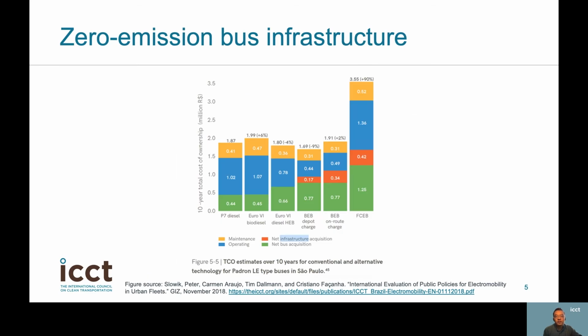For many bus operators, the biggest challenge of the technology transition is infrastructure for both battery electric and hydrogen fuel cell electric buses. Recall our earlier module on different vehicle technologies. Infrastructure is part of the capital investment expenditure that cannot be ignored. This figure shows the breakdown of total cost of ownership of a few different bus technology types in Sao Paulo. What's worth mentioning here is that the net infrastructure acquisition is highlighted in red and is an additional upfront capital cost that many operators find to be a major barrier.